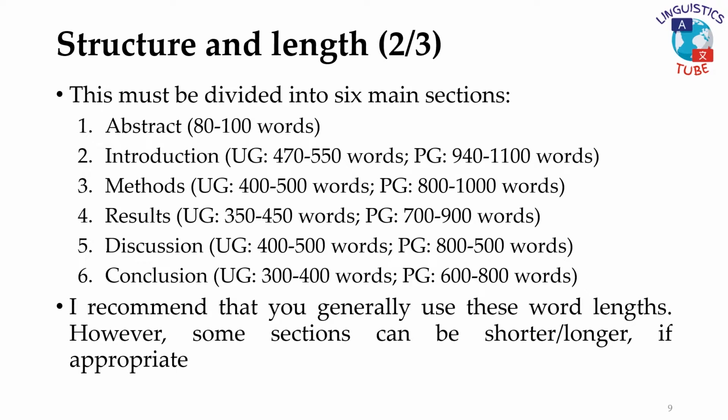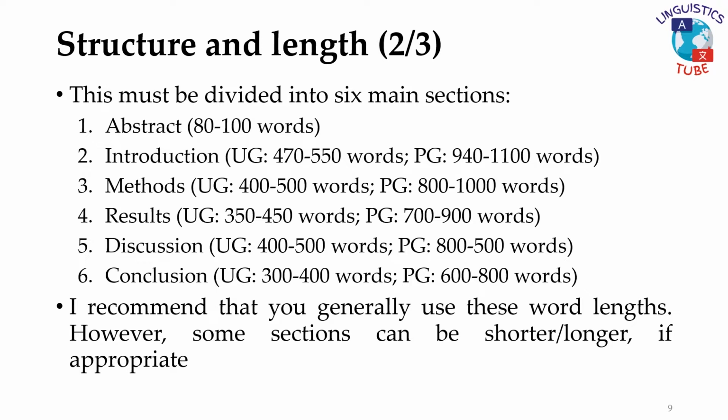I'll now introduce the main sections, of which there are 6. Your article must begin with an abstract, which should be between 80 and 100 words. This is the length for the shortest and the longest academic articles. So even professional academic articles, which are 10,000 words, have an abstract of about 100 words.